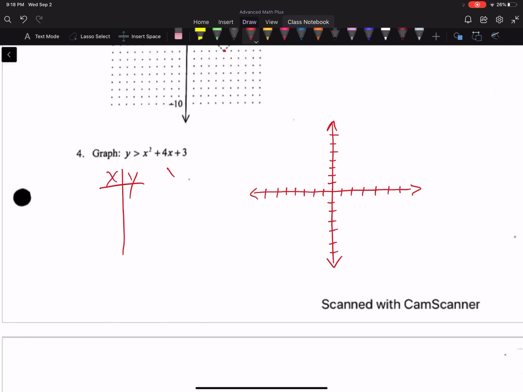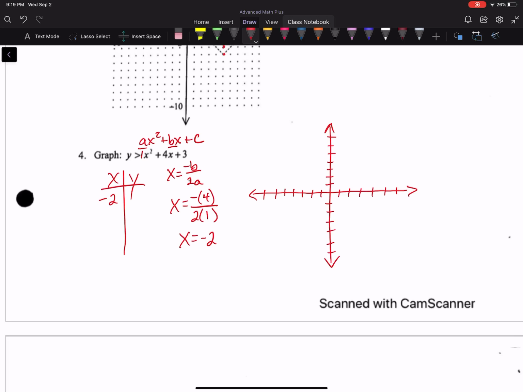the axis of symmetry, which is negative b over 2 times a. So that will be negative b, and in this problem b is 4, over 2 times a, and a is 1. So it's ax squared plus bx plus c. So there's where my a and b are coming from. That reduces to x equals negative 2.